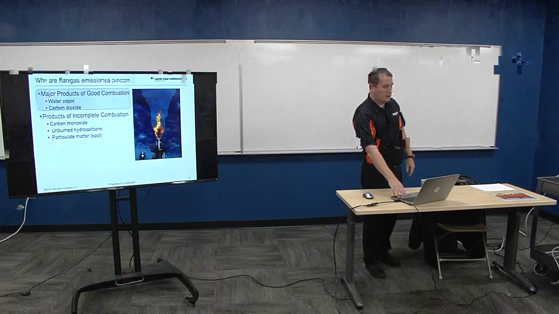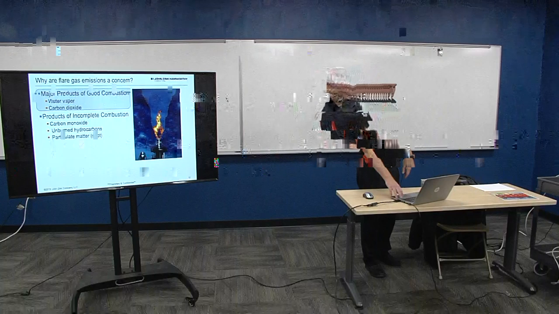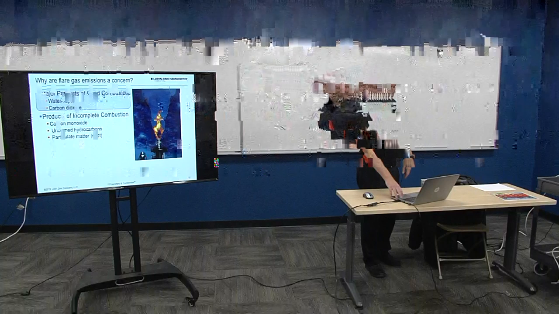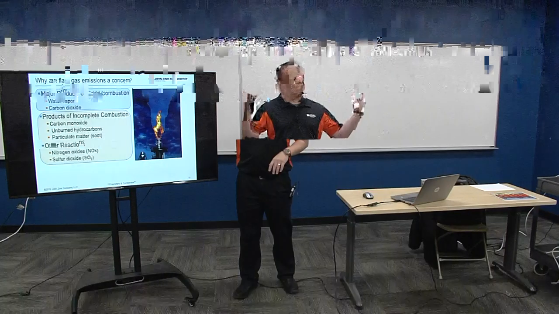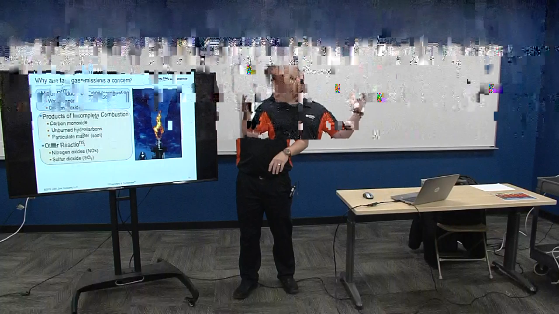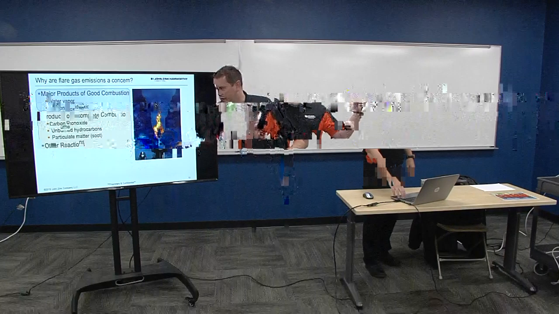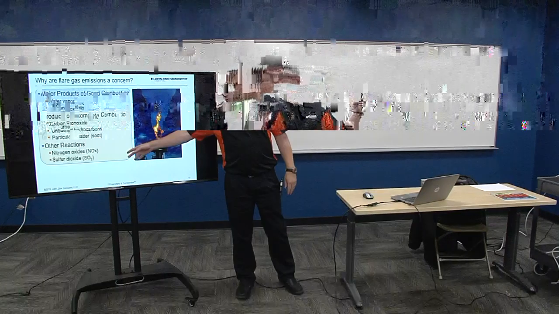What we don't want is products of incomplete combustion, right? And so these products of incomplete combustion are carbon monoxide, unburned hydrocarbons, particulate matter, right? So that's that smoke we were talking about that we don't want. And then sometimes in gases, there's other reactions that lead to NOx and SOx, SO2.